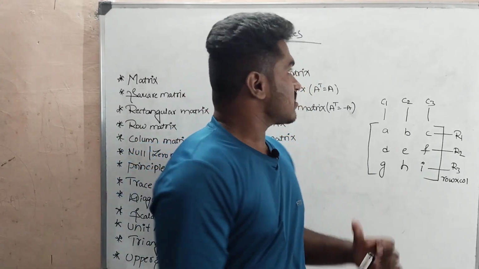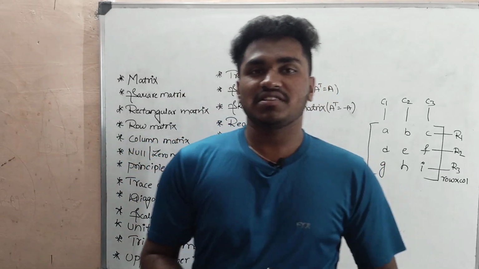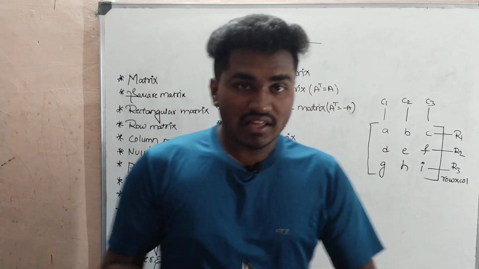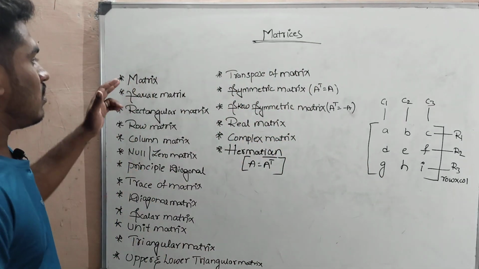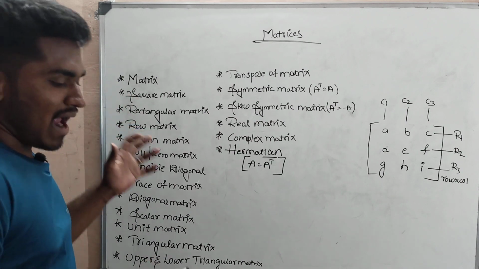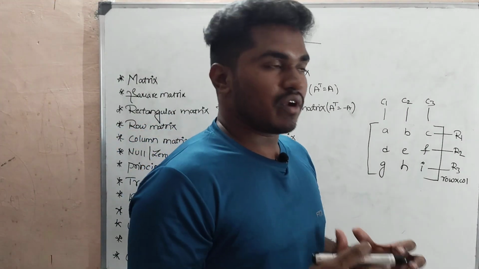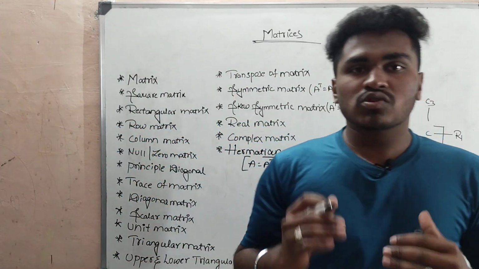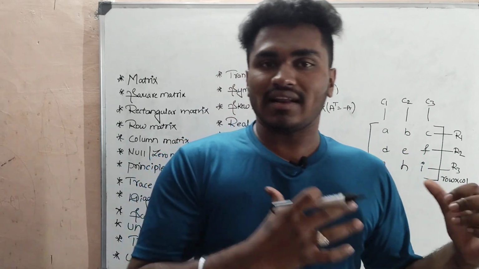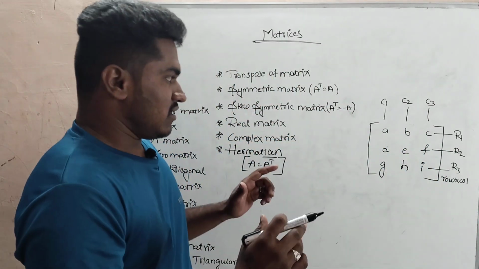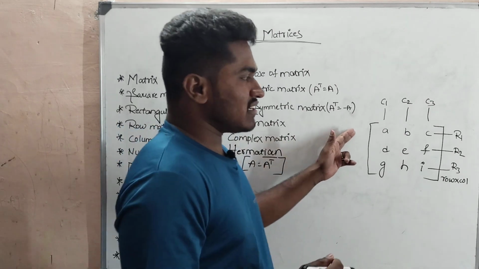In this video we will discuss all the important concepts in matrices, and now we will discuss what a matrix is. A matrix is the arrangement of numbers in the form of rows and columns to form a rectangular array. Okay, so this is what the matrix is.